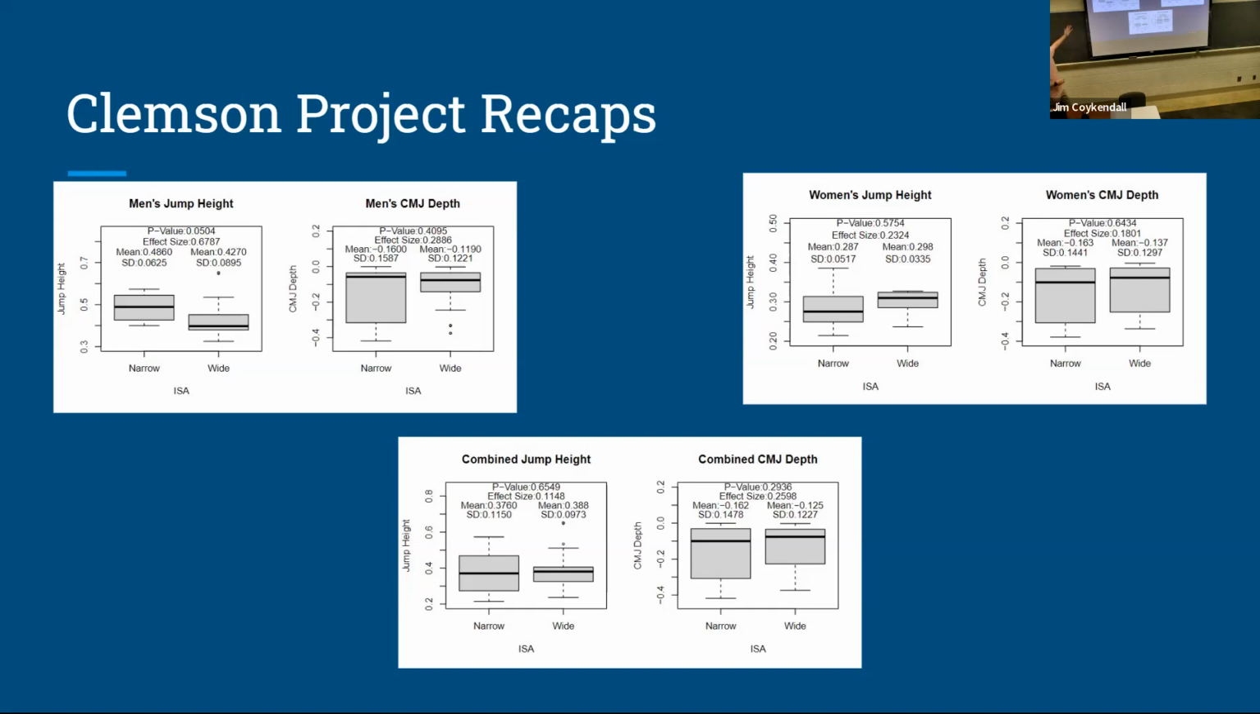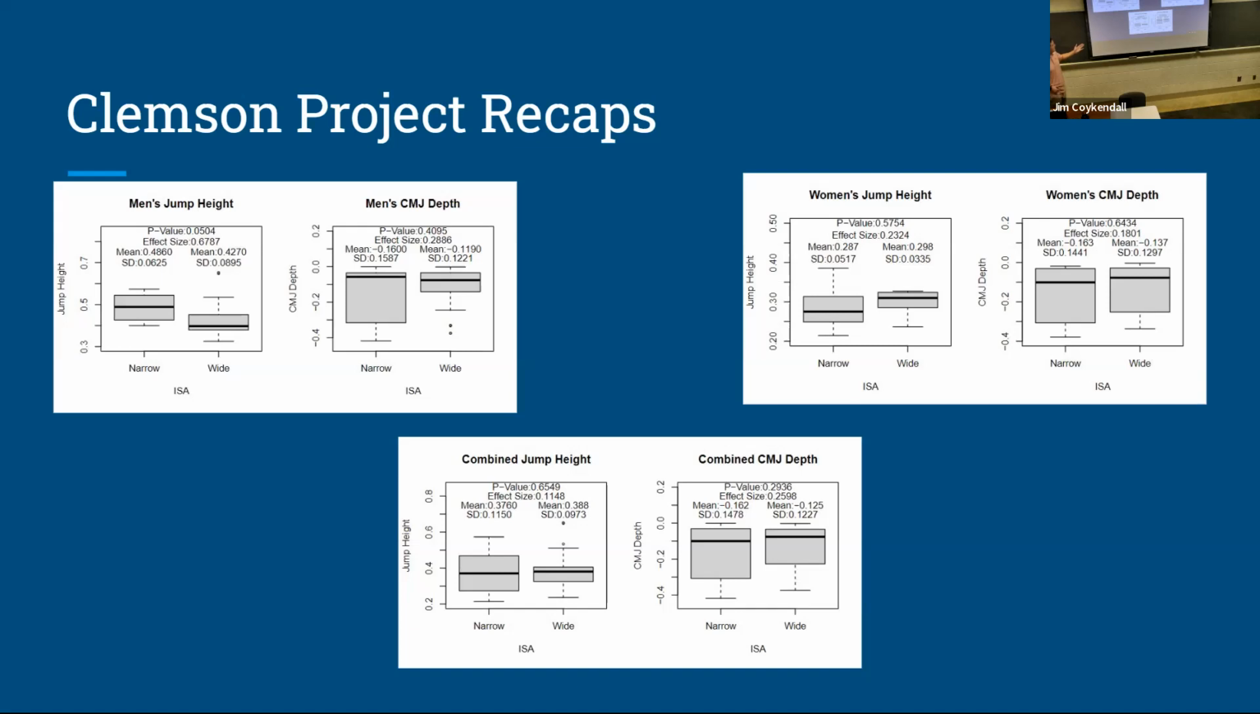So up here in the top left, we have just our men. We have our narrow and we have our wide. We can see that this one has a p-value of 0.0504, so make of that what you will. It's right there at the 0.05 confidence level. The other one has a p-value of 0.4095, obviously not significant. For our women, we see large p-values and low effect sizes.